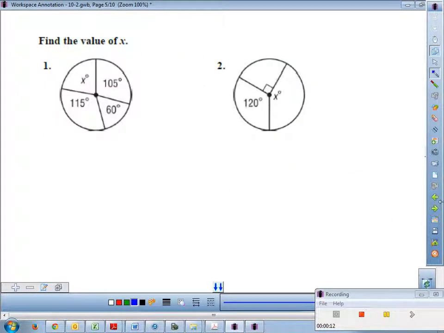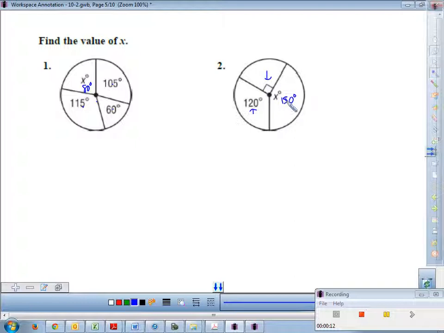So now to our practice sheet. Find the value of x. Well, these are all central angles, and you're only missing one, so you know that all of these must add up to 360 degrees, because that's how many degrees are possible in a circle. So we take 360, take away 105, take away 60, and take away 115, and all that's left is 80 degrees. So we'll put it in the picture. And then you can see that this is 90 degrees, this is 120, so 360 minus all of those leaves you with 150 degrees, so we put that in the picture.